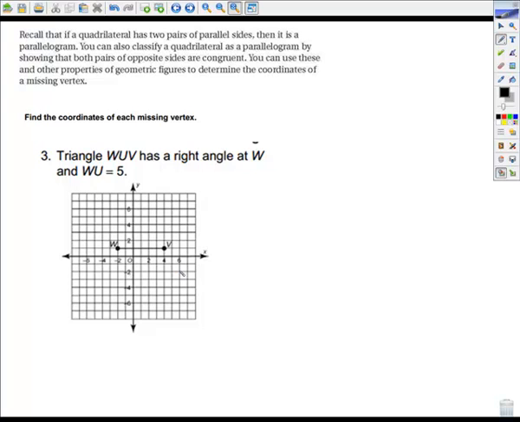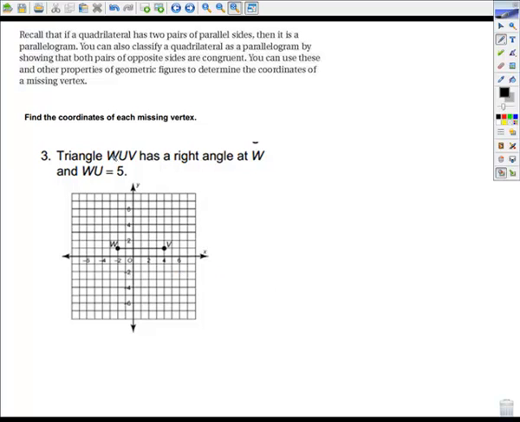All right. Now here, I just went over this. But it says, recall that if a quadrilateral has 2 pair of parallel sides, then it is a parallelogram. You can also classify it as a parallelogram by showing that both pair of opposite sides are congruent. I just went over that. So we can use this set of information, and other properties of geometric figures, to determine the coordinates of a missing vertex.